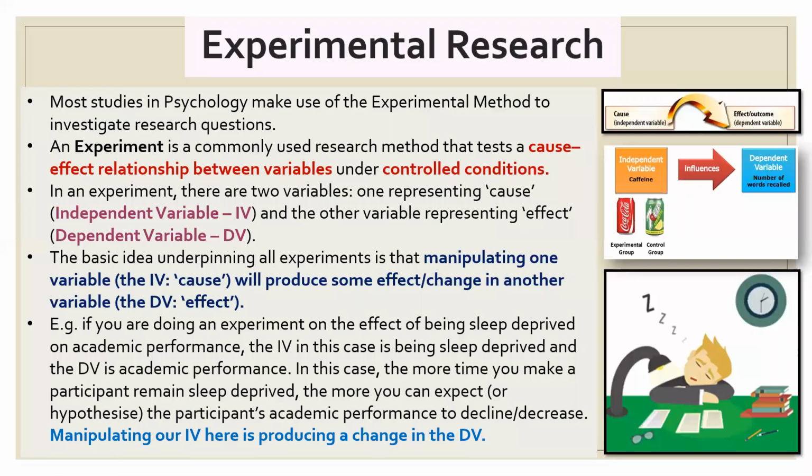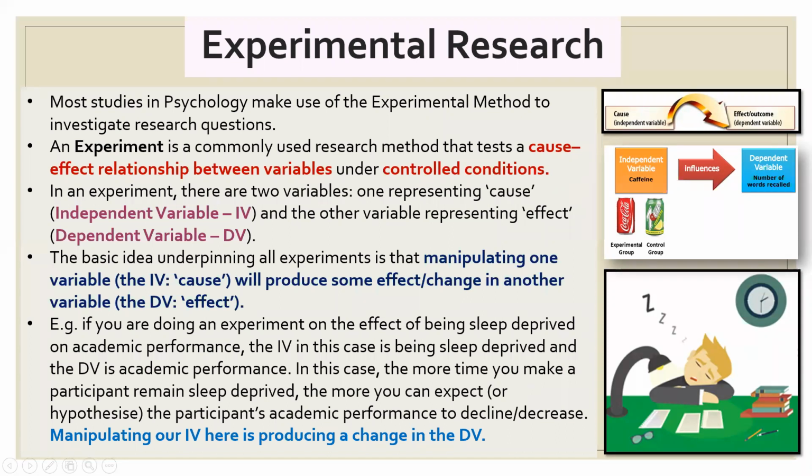Experimental research is basically looking at how we use the experimental method to investigate research questions. So again, we're looking at the cause and the effect. Experiments are basically investigating cause-effect relationships. So the cause is usually the IV and the effect is usually the DV, okay? Another word for results or the effect of the experiment is the DV. So an experiment assesses cause-effect relationships between variables, so usually the IV and DV, under controlled conditions.